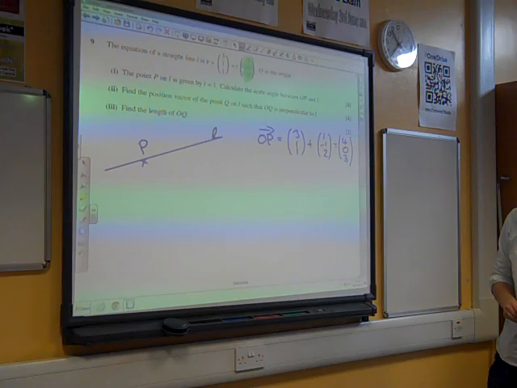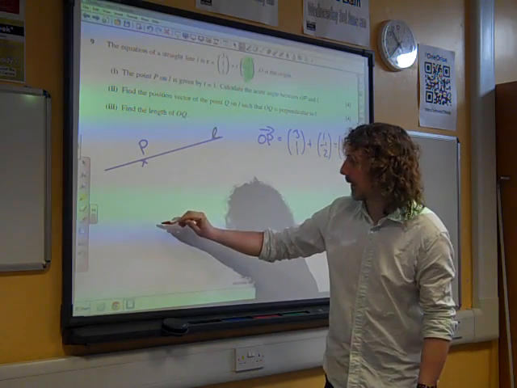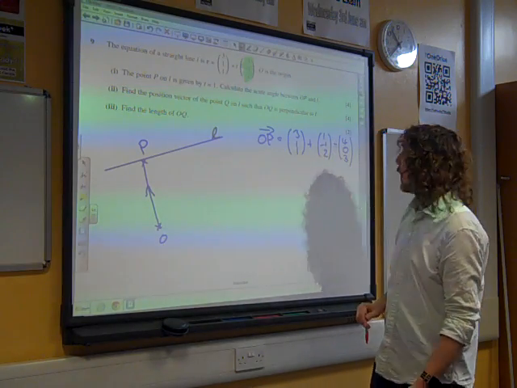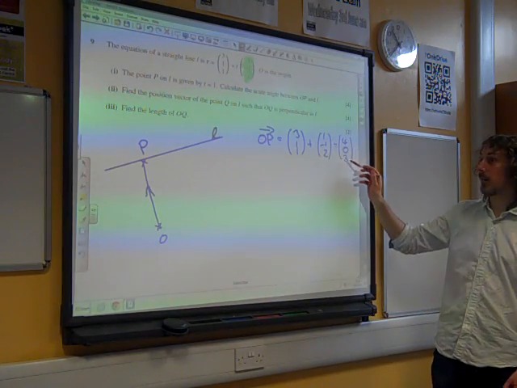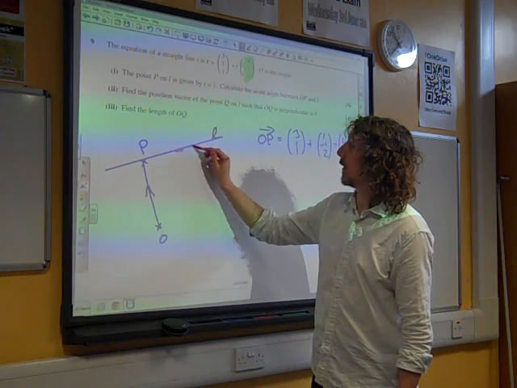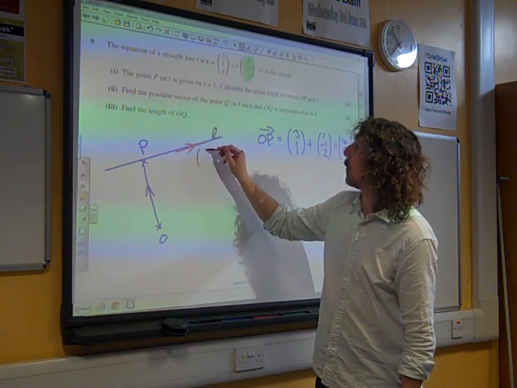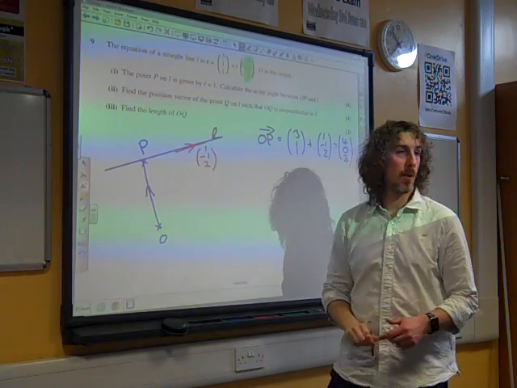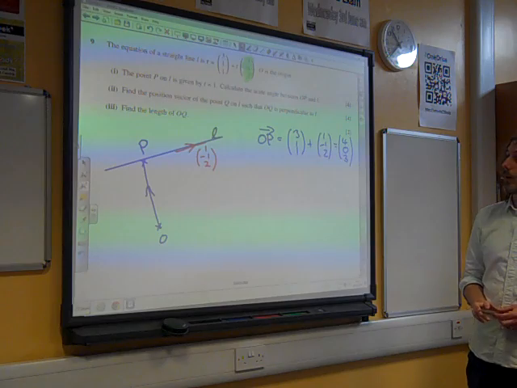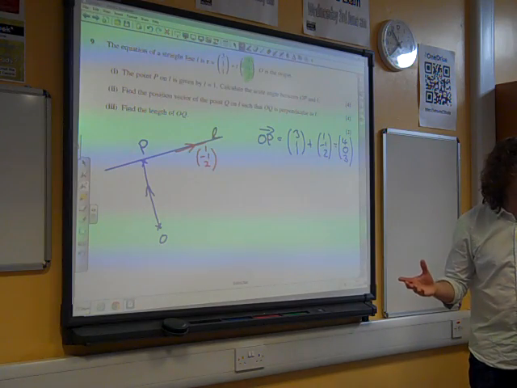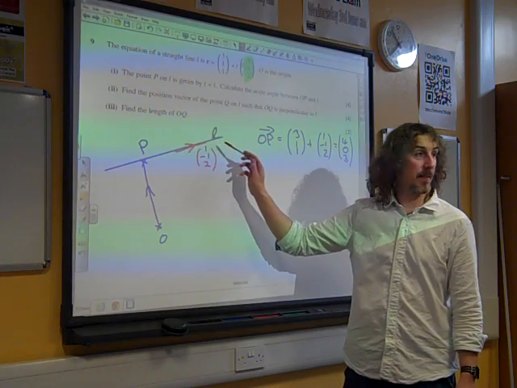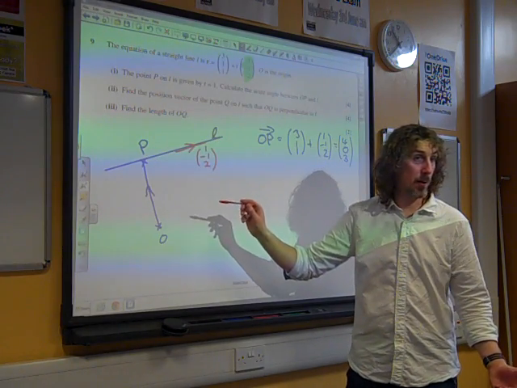Calculate the acute angle between OP and L. So hang on, that's it. There's O. That vector is the vector OP, and that vector is (4, 0, 3). The direction of the line is given by the vector (1, -1, 2). So this is what we need to do. We need to find the angle between this vector and this vector here. And that's just our scalar product thing, isn't it?